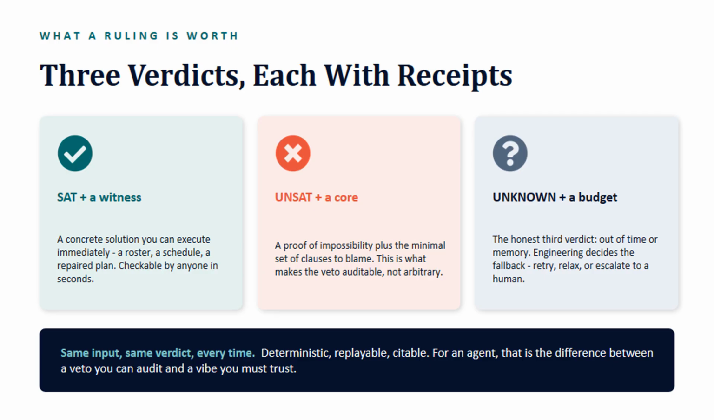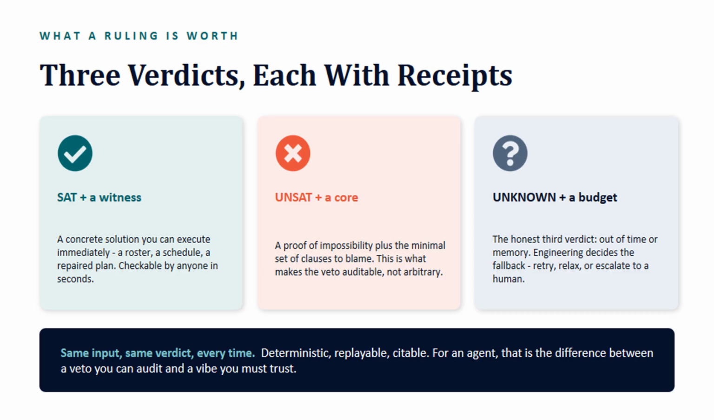Step back and look at what we now have. Every ruling this judge hands down comes with receipts. A yes arrives with a witness, a concrete solution you can execute immediately and that anyone can check in seconds. A no arrives with a core, a proof of impossibility plus the minimal list of clauses to blame, which is exactly what turns an agent's veto from arbitrary into auditable. And sometimes the solver runs out of time or memory and says unknown, honestly. That third verdict is not a flaw, it is a budget, and good engineering decides in advance what happens then: retry with more time, relax a constraint, or escalate to a human.